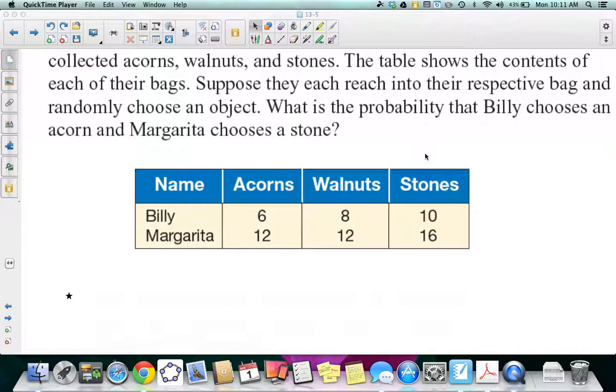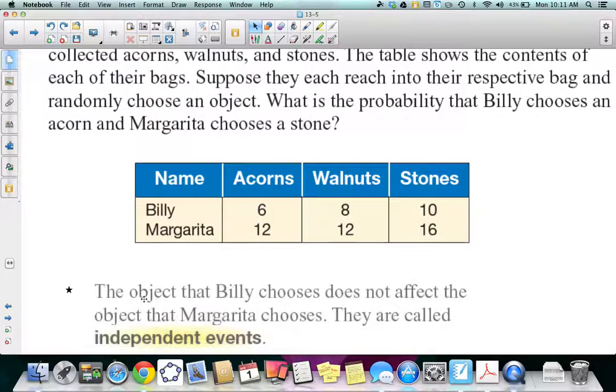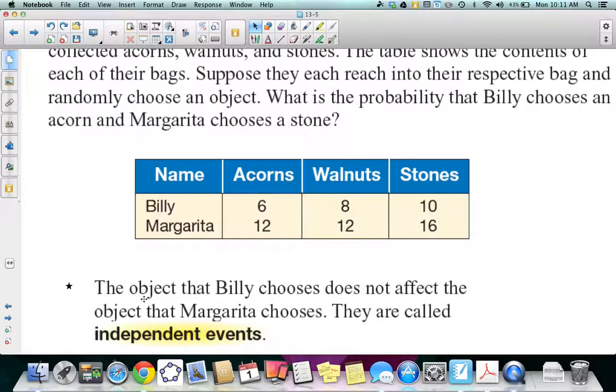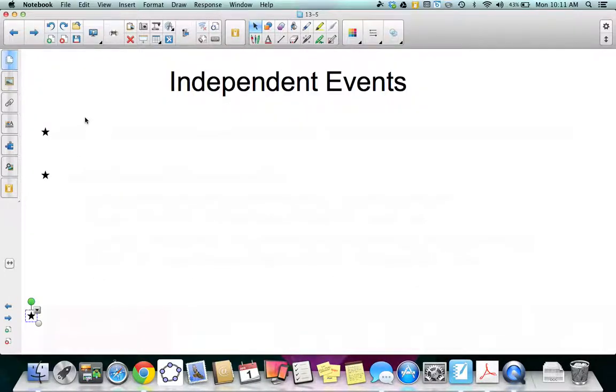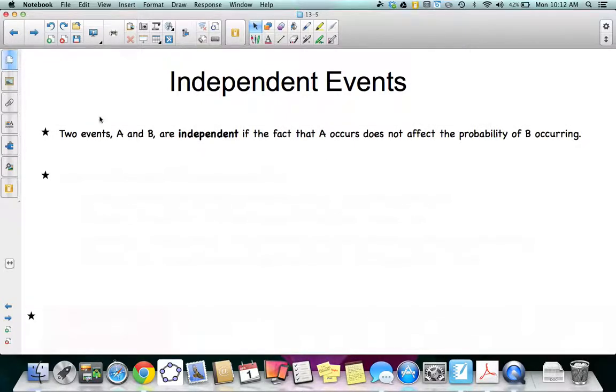This is an example of what we call an independent event. The object that Billy chooses will not affect the object that Margarita chooses. And this is what we call an independent event. What is an independent event? The definition of an independent event is as follows. Two events, A and B, are independent if the fact that A occurs does not affect the probability of B occurring. In other words, one event does not affect the probability of the second event happening.